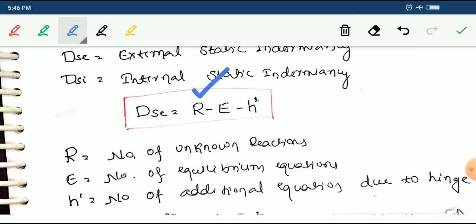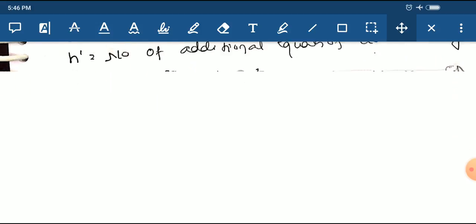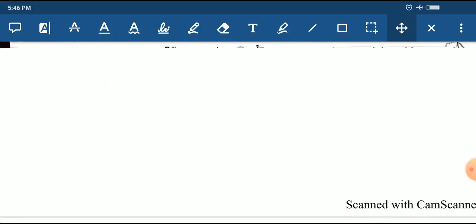So R means number of reactions, E is the equilibrium equation, and h dash is the number of additional equations required for the additional hinge. Okay, so what we will do, we will solve some problems, you will get an idea about this one. So you have to remember that formula. Okay, so we will start one by one.